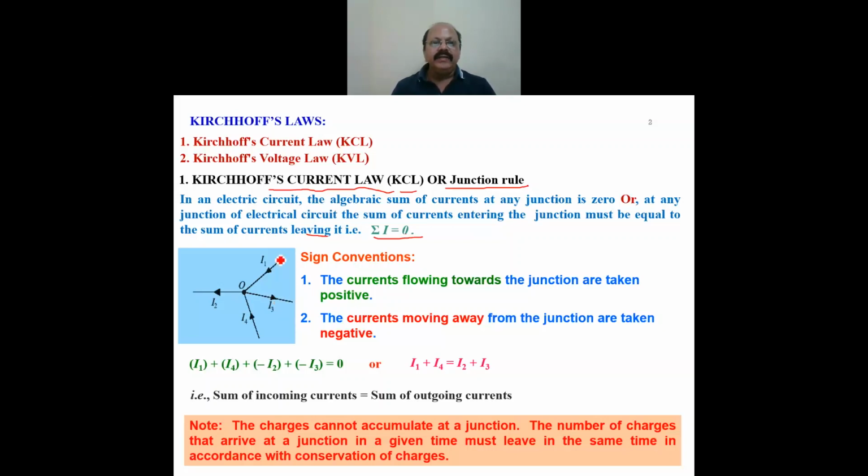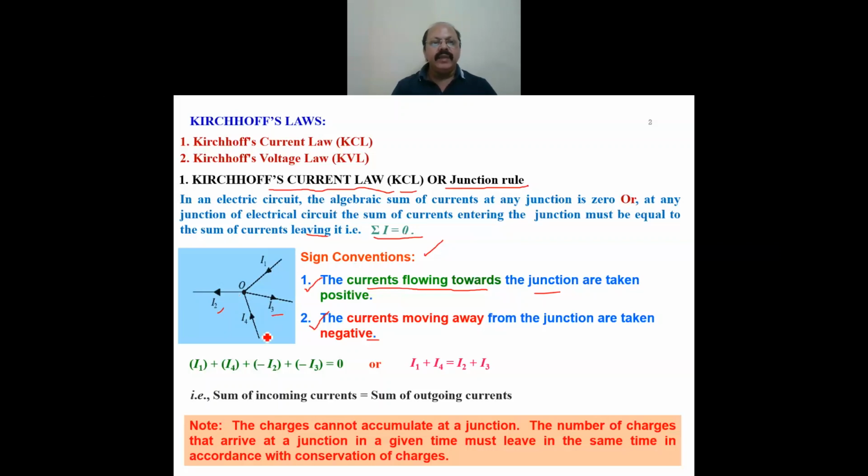So for calculating the current in an electrical circuit, we must know the sign conventions. The first sign convention is that currents flowing towards the junction are taken as positive. You see in the diagram, I1 is flowing towards the junction, I4 is flowing towards the junction. So they are taken as positive. Second sign convention, the currents moving away from the junction are taken as negative. So you see in the diagram, I2 and I3 are moving away from the junction. So they are taken as negative.